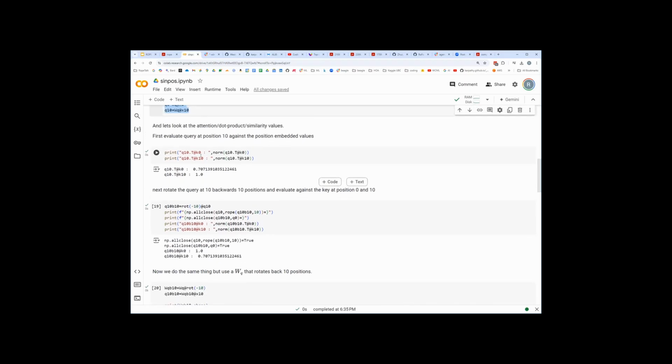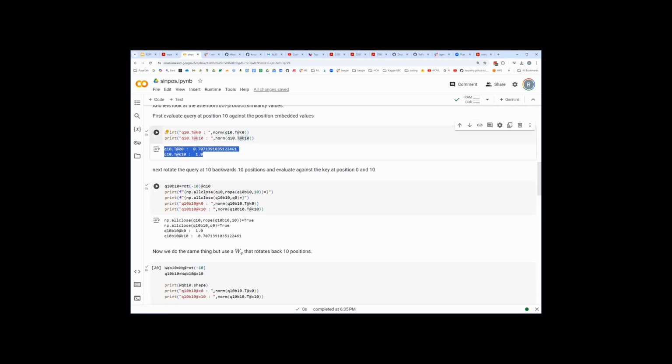Then we were looking at if you query 10 times key 0, you get a smaller value. If you take query 10 at position 10 times a key at position 10, then you get a full match. So that's kind of what we were looking for.